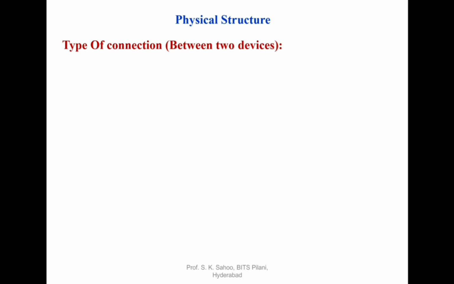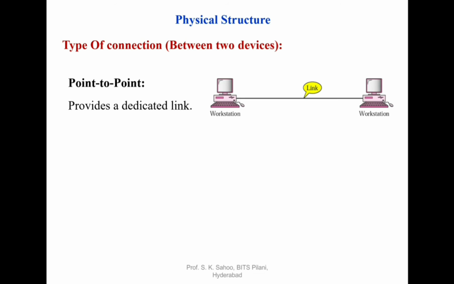Now we will be discussing the physical structure, starting with the type of connection between two devices. We can have point-to-point communication, which provides a dedicated link. You can see here these are two workstations, this is one workstation and this is another, and there is a single link. So they will be communicating point-to-point.